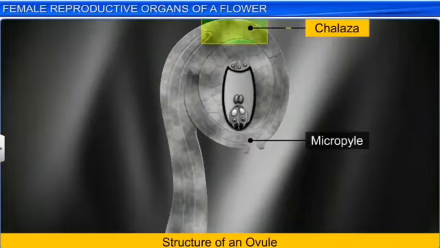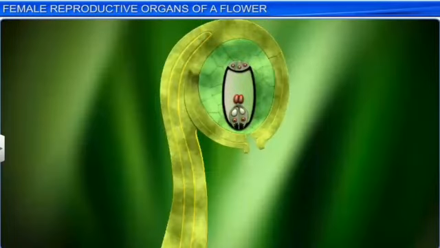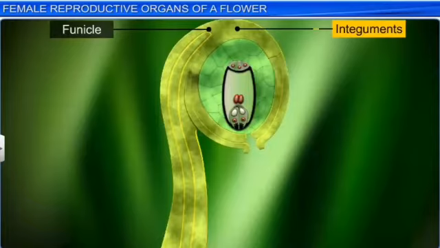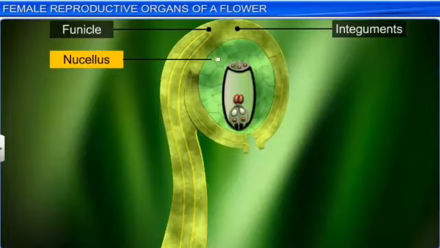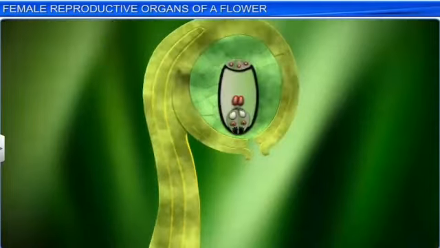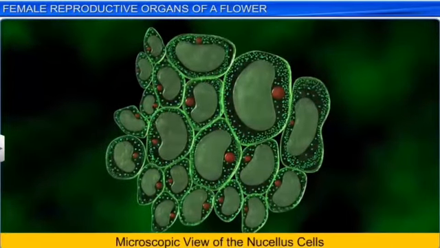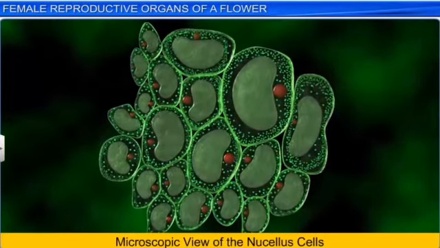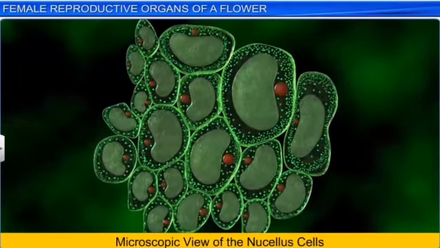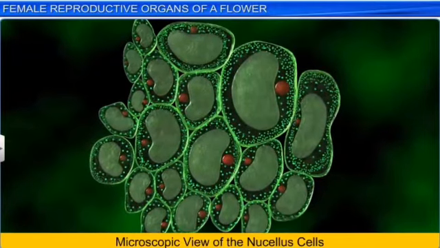Now these integuments mainly consist of a lot of structures. Now the chalaza, that is the basal part of the ovule, which is opposite to the micropylar end. So the integuments and the funicle are there. The nucellus, that is the mass of cells enclosed within the integuments. Its cells have large reserve food, and in it is the embryo sac or the female gametophyte. These are the microscopic view of the nucellus cells.